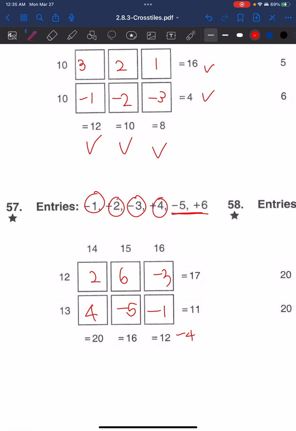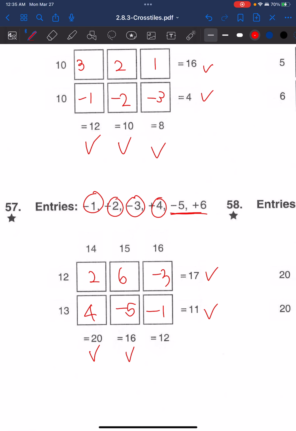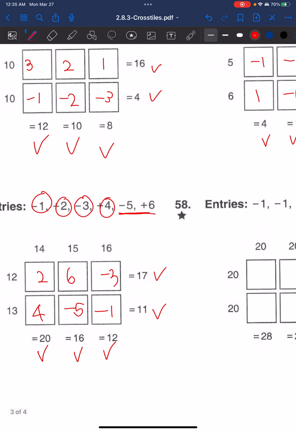So 2 plus 6 plus negative 3 is 5, and 12 plus 5 is 17. 4 plus negative 5 plus negative 1 is negative 2, and 13 minus 2 is 11. And looking at the columns, 2 plus 4 is 6, 14 plus 6 is 20. 6 plus negative 5 is 1, 15 plus 1 is 16. Negative 3 plus negative 1 is negative 4, and 16 minus 4 is 12.